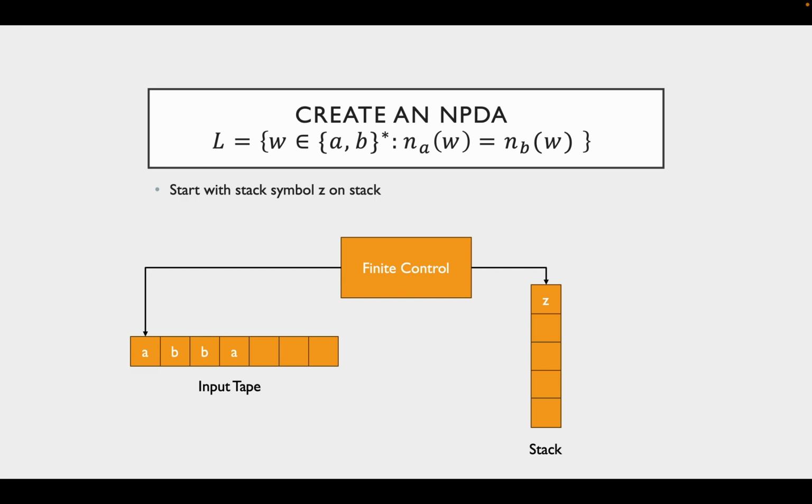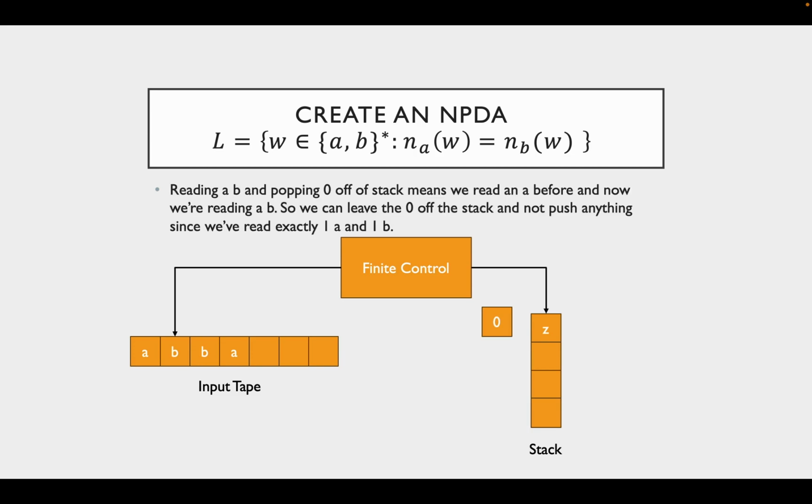Let's start with the stack symbol Z. We read our A, and we pop Z off of the stack. We're counting A's with 0s, so we push 0Z on the stack since we read an A. We read a B, and we pop the 0 off the stack. Reading a B and popping a 0 off the stack means we have read an A before, and we're now reading a B. So we can leave the 0 off the stack and not push anything, since we've read exactly one A and one B.